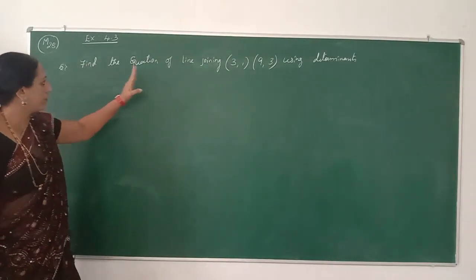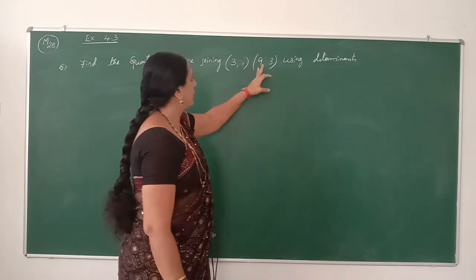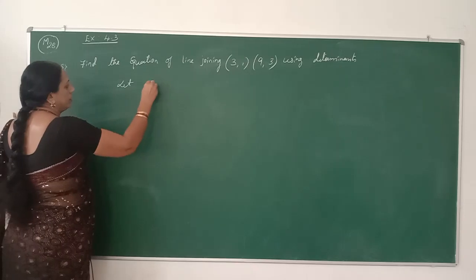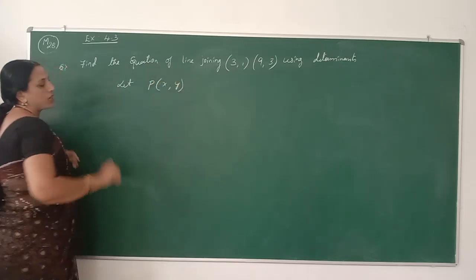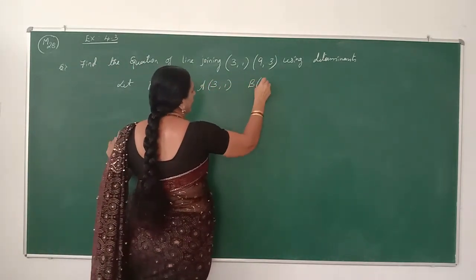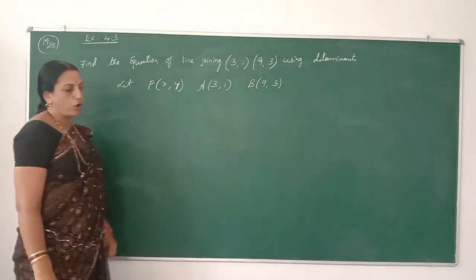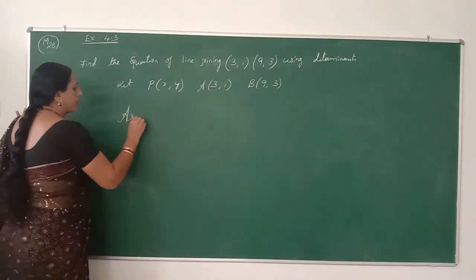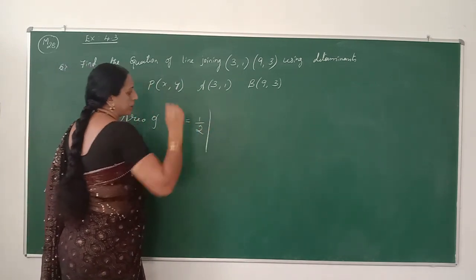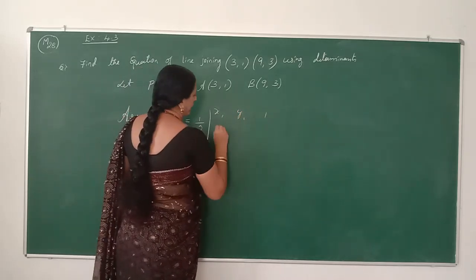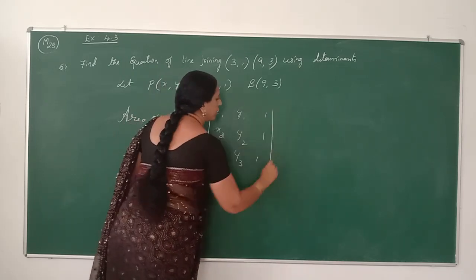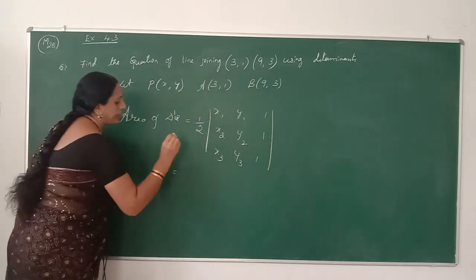Next one, find the equation of the line joining 3 comma 1 and 9 comma 3 using determinants. Again, first we'll consider, let P of x comma y be an arbitrary point on the line. A of 3 comma 1 and B of 9 comma 3 are the given 2 points. Then the area of triangle is equal to half of determinant of x1 y1 1, x2 y2 1, x3 y3 1. Now again the area of the triangle is nothing but 0.